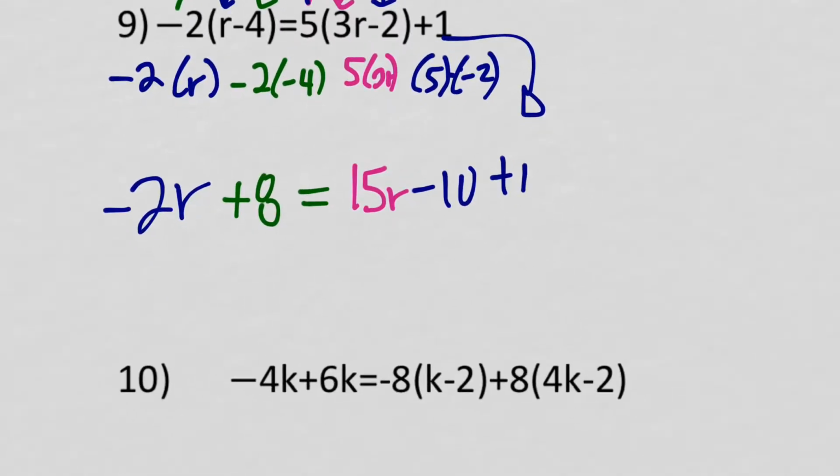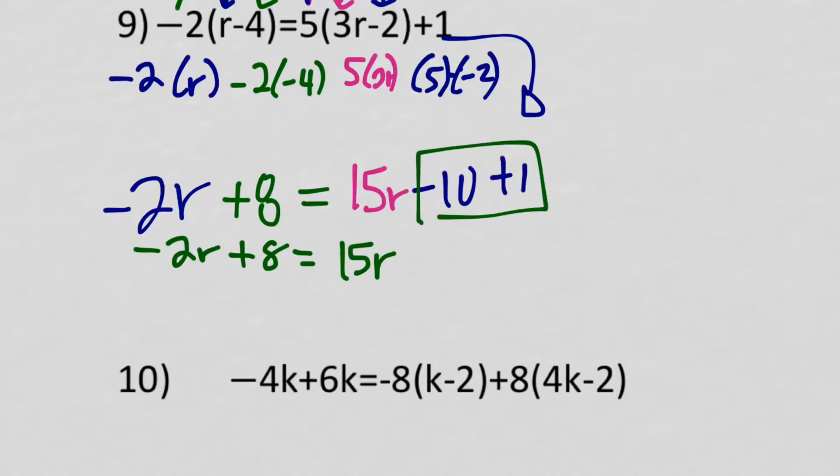On the right hand side, we have like terms. These guys don't have a variable r, so I need to combine them. So on the left, I rewrite what I have, and on the right, I rewrite 15r, but negative 10 plus 1 is negative 9. They're different signs, so I have to subtract, and because the 10 is bigger, I keep the negative sign. That's why this stays negative.